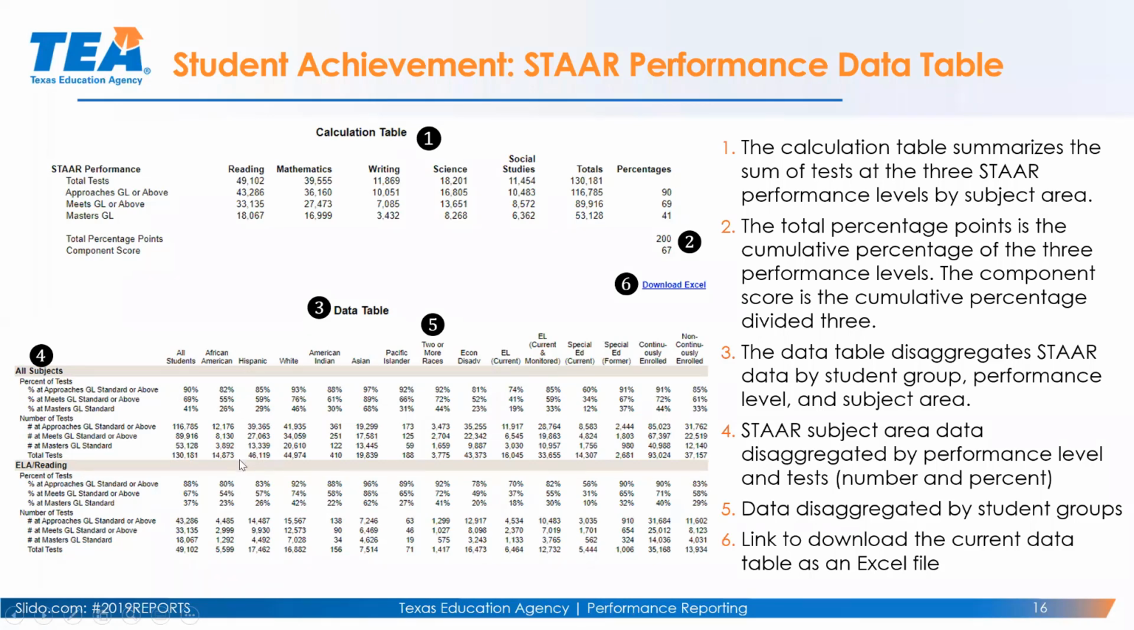For example, for African American, 14,873 total tests were administered to African American students. For Hispanic students, total tests administered were 46,119, and then so on for all the other student groups that we have. Now, if you try to add together African American, Hispanic, white, Indian, economically disadvantaged, and so on for total tests, you will not equal 130,181 total tests. Why? Well, you can have a student be in multiple student groups.